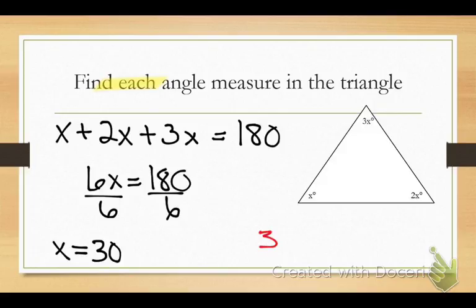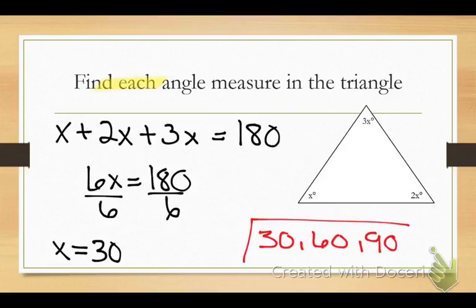For the top one, I got 90 degrees. Yep. For the bottom left, I got 30 degrees. And for the bottom right, I got 60. All right, that's perfect. 30, 60, 90. You can put your degree symbols. That would be even better. And that is the correct answer.